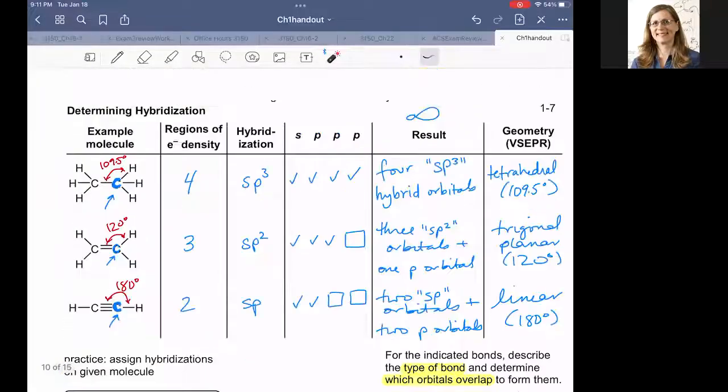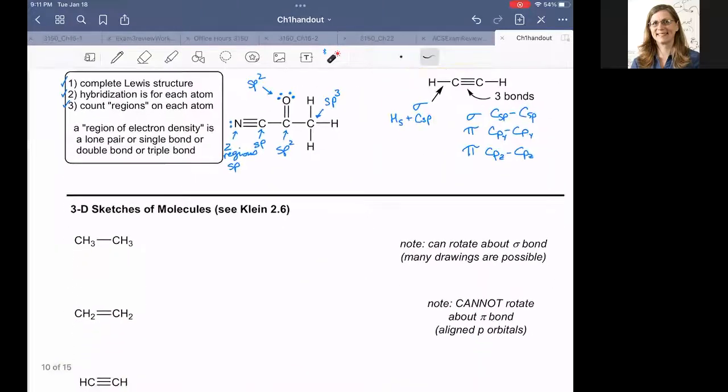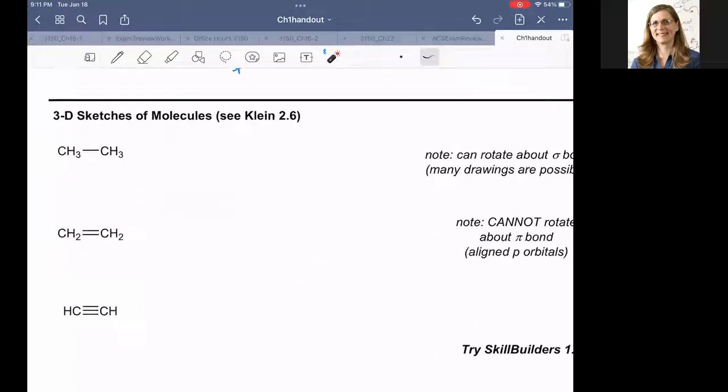We are continuing on page 7 of our lecture notes, and we already talked about how to determine the hybridization of a given atom. And now we're going to look at how we can translate that into a 3D sketch of an entire molecule. So let's look at 3 molecules to start here. I'm going to show you some models first, and then we'll see how we can translate those to the page. So here we have 2 CH3 groups singly bonded to one another.